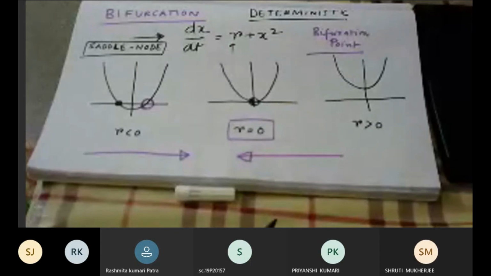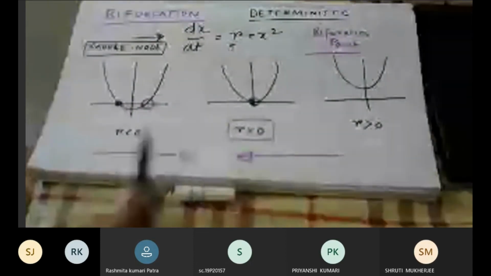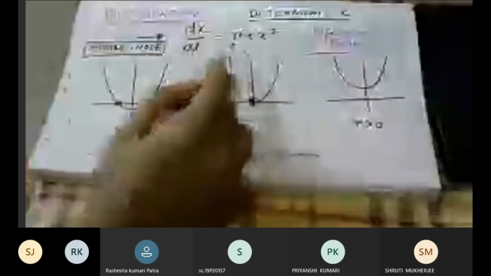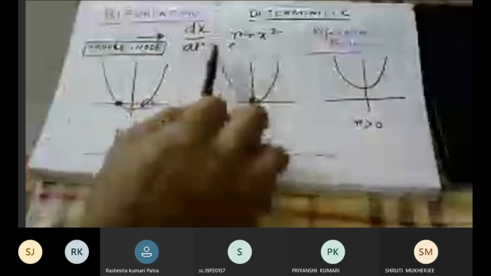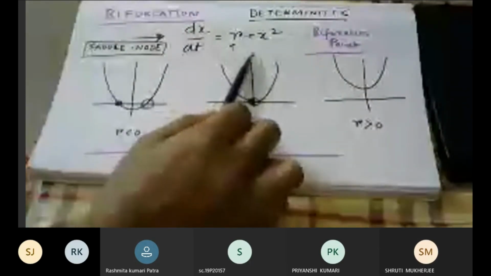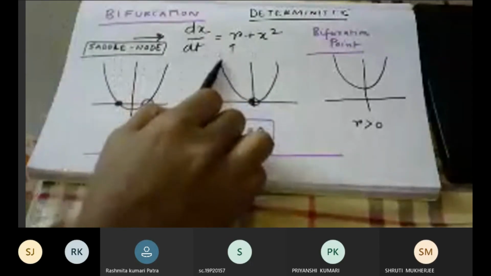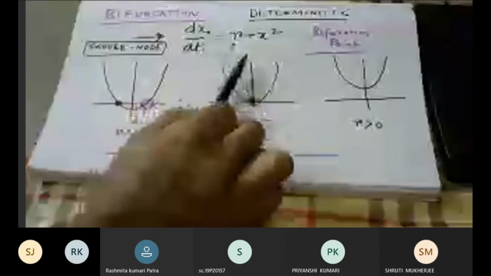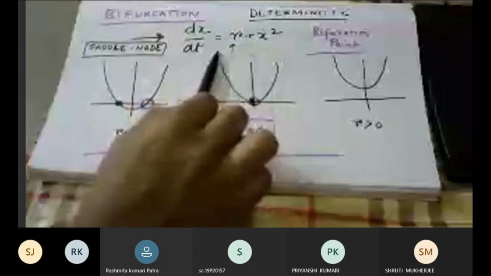Okay, so this way we will have different kinds of bifurcations. We will study them, and we will also study some basic forms of the equations which can give rise to this kind of phenomenon. For example, the equation that we have just studied, r plus x square, is the normal form. We call it the normal form of saddle node bifurcation. So eventually, if you have any system where a saddle node bifurcation is present, then with appropriate transformation of variables, you can map that system to a simple equation like this.